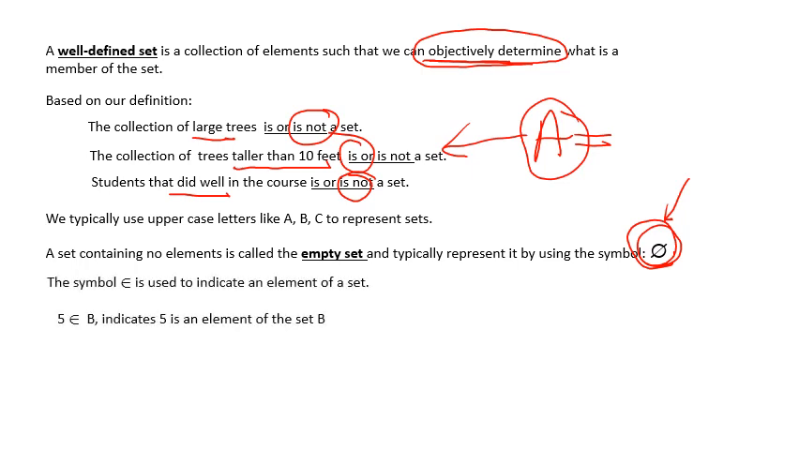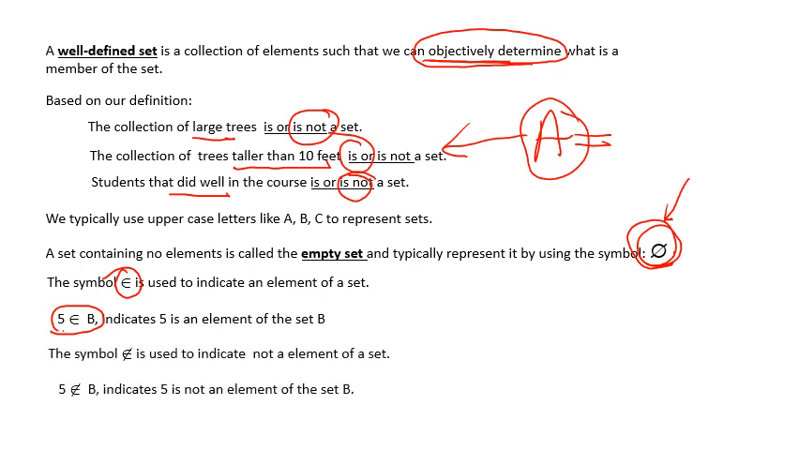The symbol epsilon is used to indicate an element of a set. For example, this statement right here indicates 5 is an element of the set B. Now, we know of no other element that is or is not a member of B. The only thing we can conclude from this statement is 5 is an element of B.